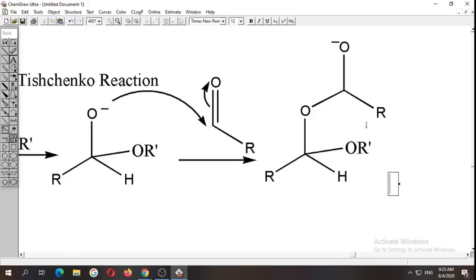So now what should happen to get our ester? So the mechanism goes like this. This bond comes back, and the hydride shift happens here. There is a hydrogen here. We didn't write it, so let's write that hydrogen there. We need it now.